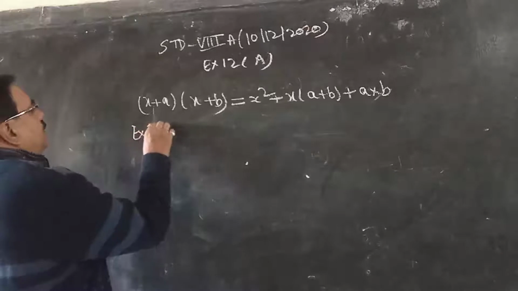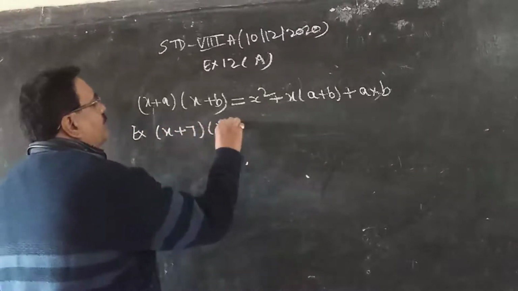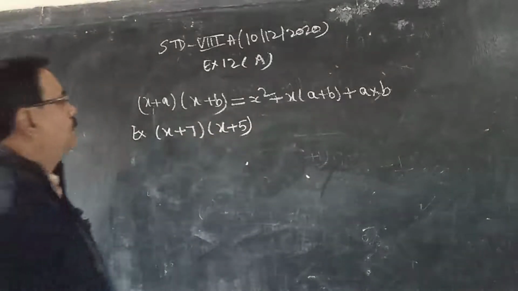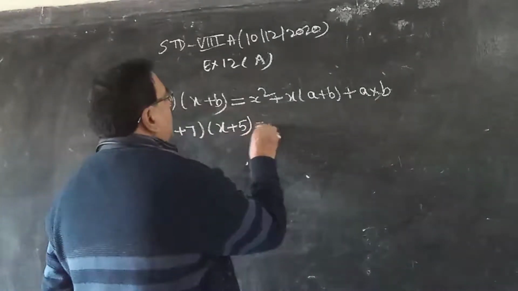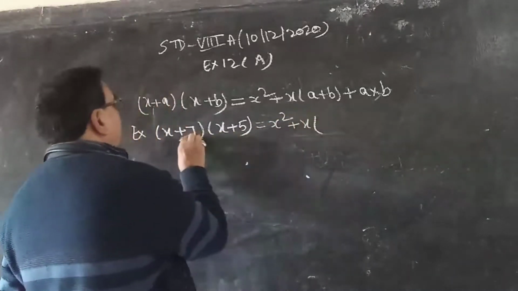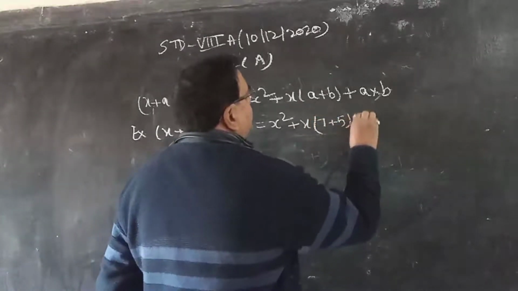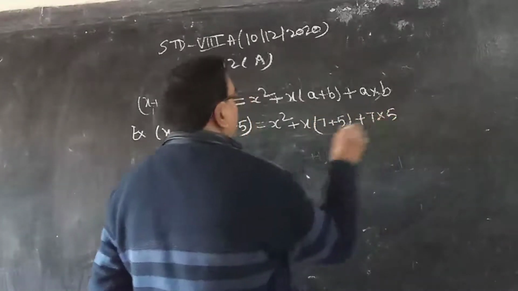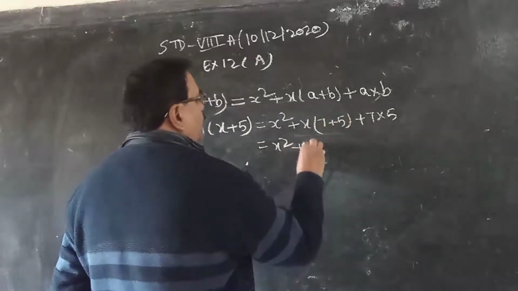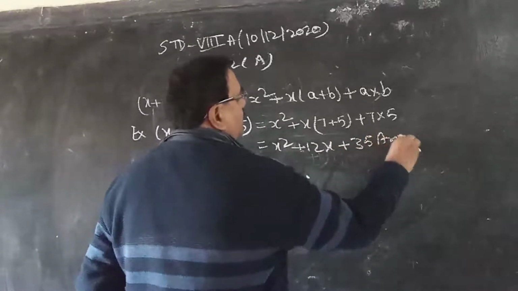Take the question (x + 7)(x + 5). Example. Use the formula: x² + (a + b)x + a·b. a is 7, b is 5. 7 + 5, plus a·b is 7 into 5. This is x², 7 + 5 is 12x, plus 35. This is our answer.